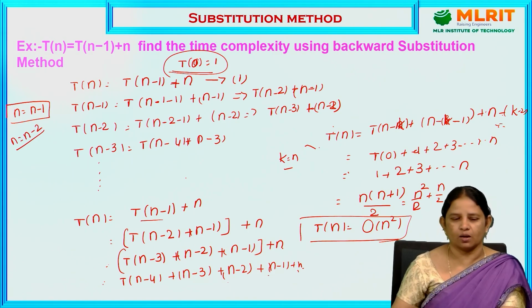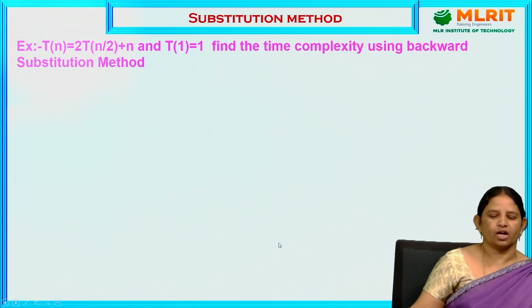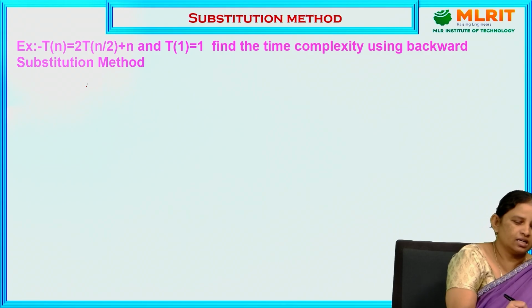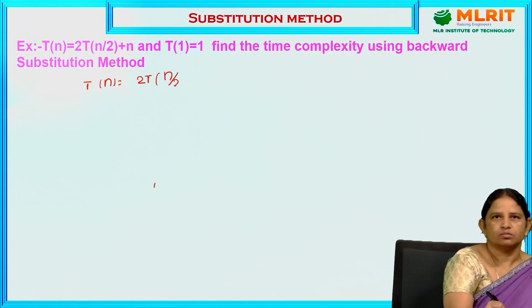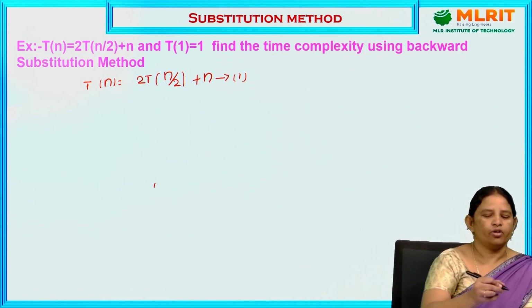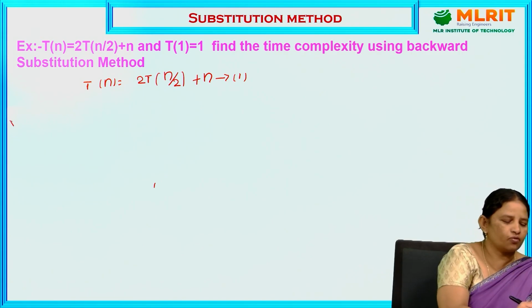Consider one more example. T of n equal to 2t of n by 2 plus n. Find the time complexity using backward substitution. Consider t of n equal to 2t of n by 2 plus n as equation number 1. We know what is n, we don't know what is n by 2. So in the place of n, we are going to substitute n by 2.